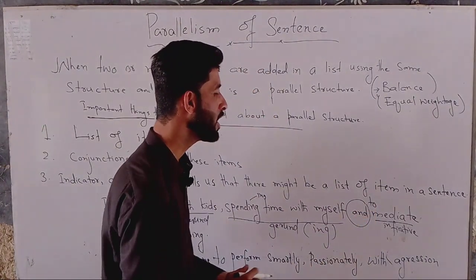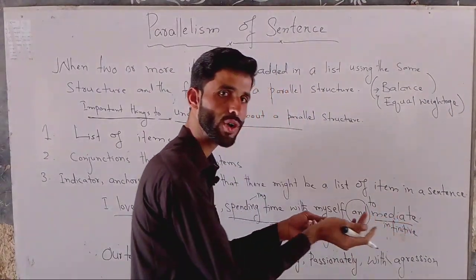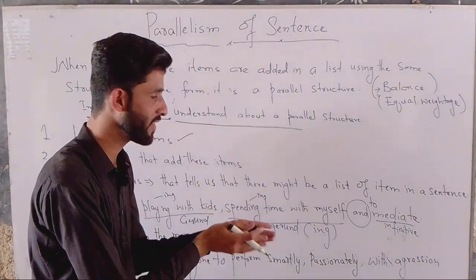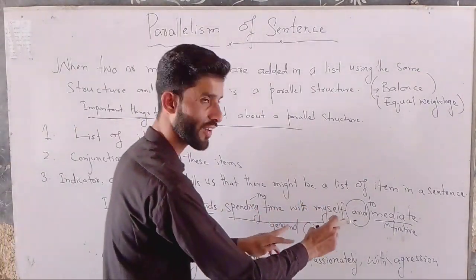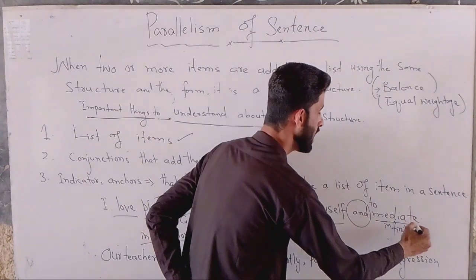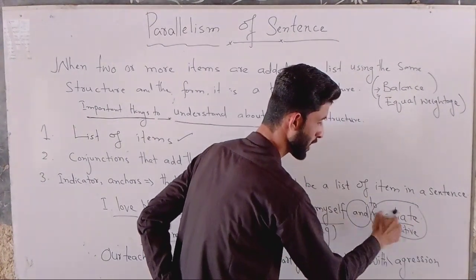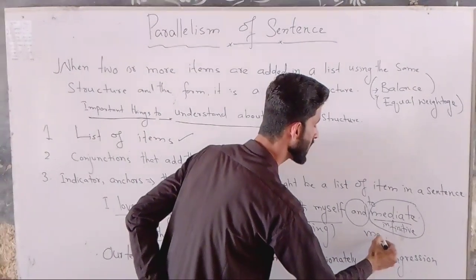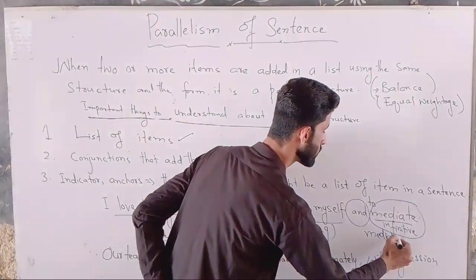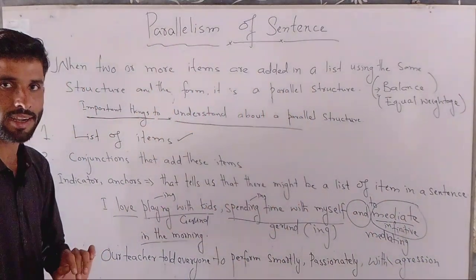We shouldn't use "to mediate", because for making a balance between these items, we have to use the -ing form. This one is wrong. To mediate. The right one will be mediating. Now this structure is correct.